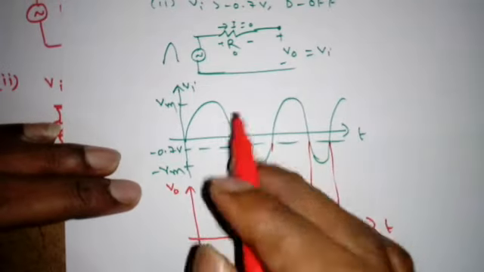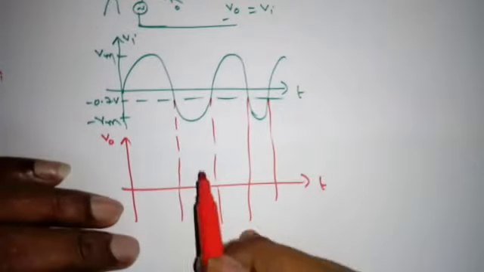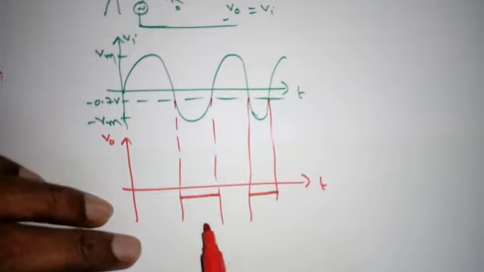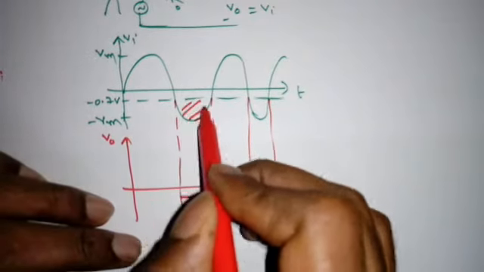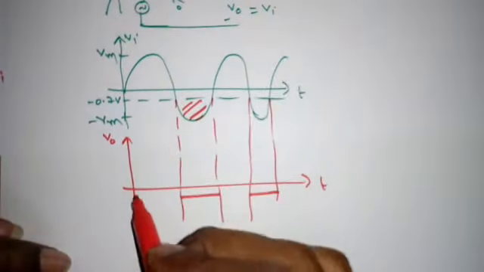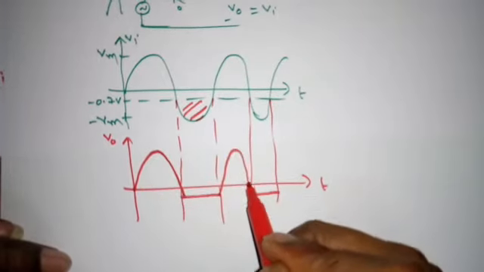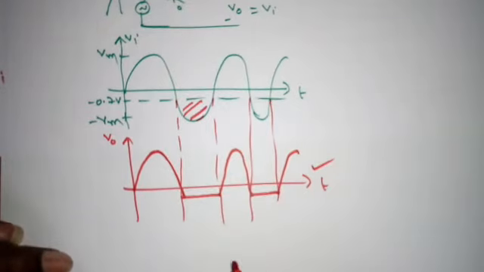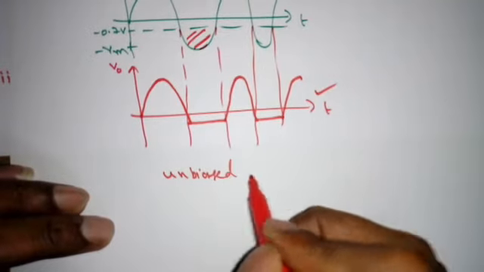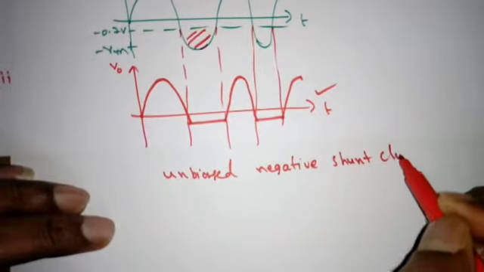Now when Vi is less than minus 0.7, V0 is equal to simply minus 0.7. So here we will get minus 0.7. Here we will get minus 0.7 because this is Vi less than minus 0.7. When Vi is greater than minus 0.7, V0 is equal to Vi. So it is following just Vi and so on. Right? So still it is unbiased negative shunt clipper. Right?